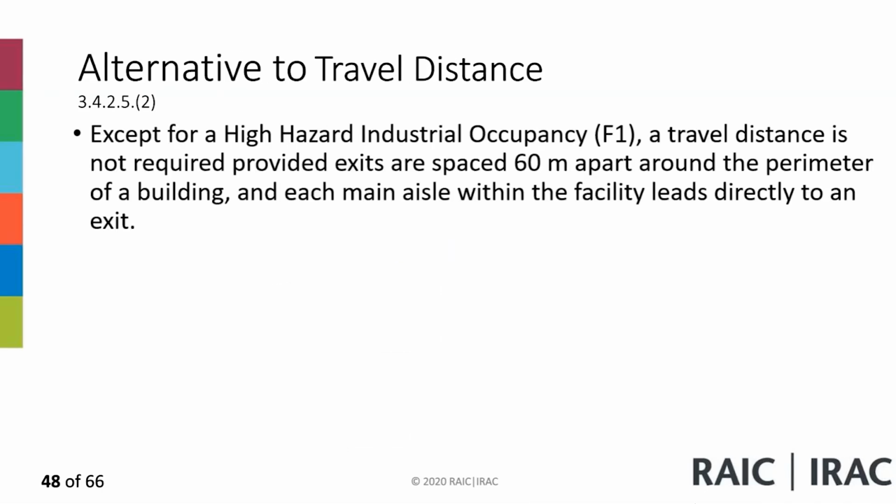Except for a high hazard occupancy or group F1, a travel distance is not required provided exits are spaced 60 meters around the perimeter of a building and each main aisle within the facility leads directly to an exit. So this one is 3.4.2.5.(2). A lot of this applies to warehouse buildings where you've got 60-meter exits, you've got aisles within the facility and circulation through main aisles, secondary aisles, and the travel distance can be increased provided that you have the exits spaced at 60 meters around the building.